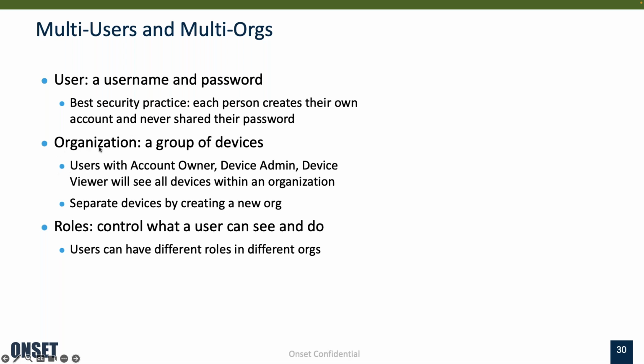An organization, you can best think of this as a group of devices. So any user with a device-centric role, account owner, device admin, device viewer, will be able to see all devices within an organization. So if you come into a situation where you want some users to view a specific set of devices, but you don't want other users to, that's when you're going to want to create a new org and bucket those devices. And then a role gives you the relationship between the two, and it lets you control what a user can see and do in a specific org.